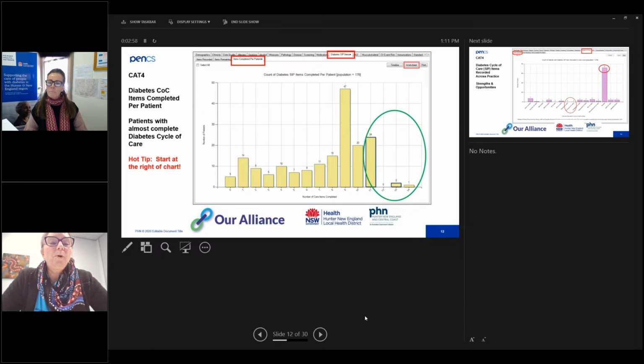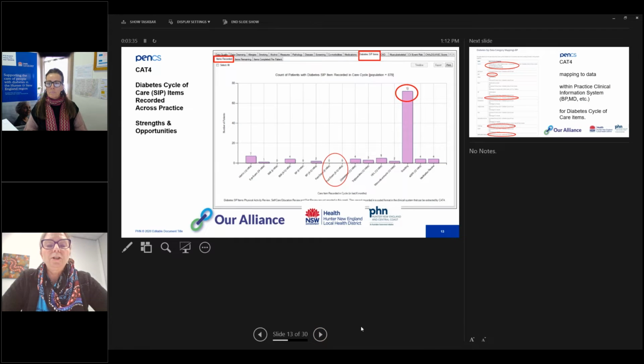So this is the CAT4 module that you'll have in your practice from the PHN funded license. This one talks about the items of the cycle of care that are completed per patient, and we recommend starting at the right-hand side of the graph. You can see that there's 24 patients there that have 11 of the items completed, so it's easier to start at that end and actually complete cycles that are nearing completion, rather than starting at the left where you would be starting with item number 1. So that's an easy way to convert to completion.